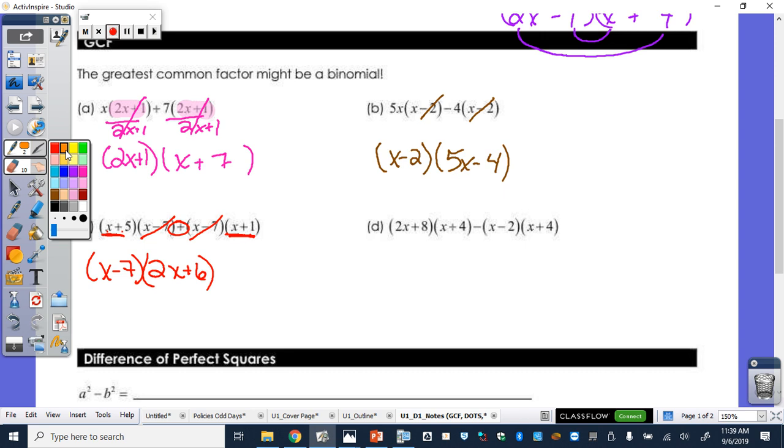So then D is going to be similar to C. Our GCF here would be that x plus 4, that's with both of them. The only difference this time is we're subtracting. So remember to subtract each part. 2x minus 1x gives us a 1x. So then 8 minus negative 2 makes that a plus 10.